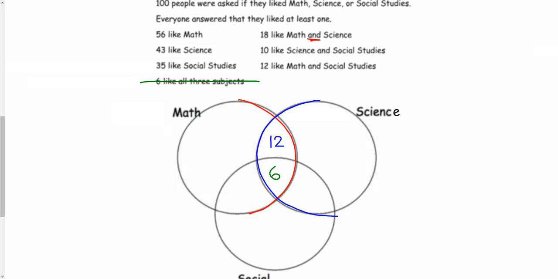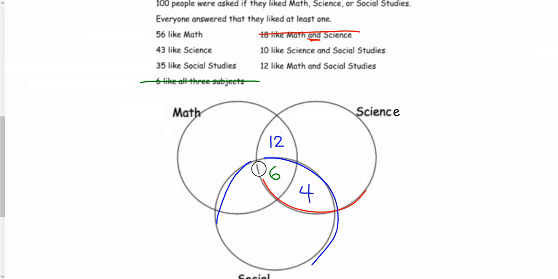Let me delete all this stuff right here. Okay, now I'm done with this. The next one says 10 people like science and social studies. Here's the science circle, and then the social studies circle. I'm just looking for the overlap. The overlap is this part right here, and they tell us 10 people like it. Well, we already have 6 accounted for, so to make it 10, I would just put a 4 right there.